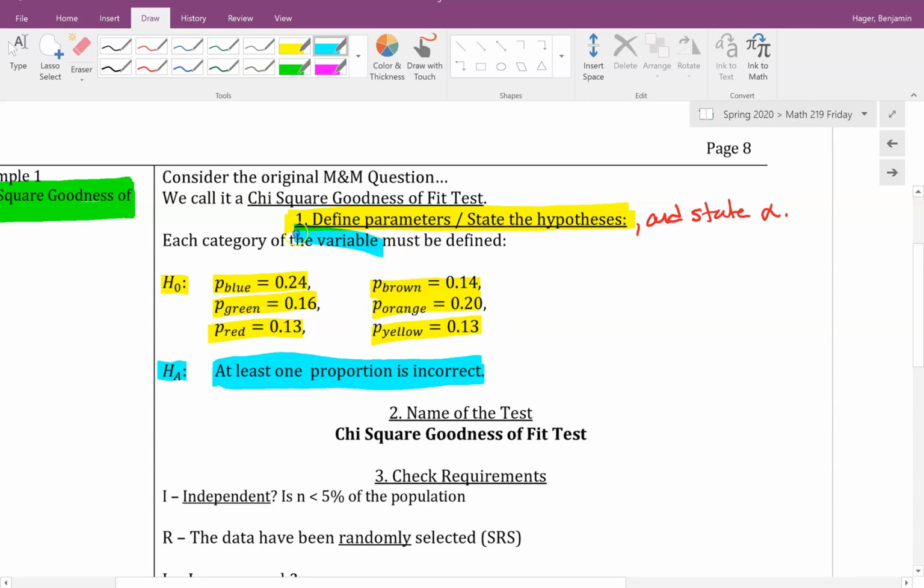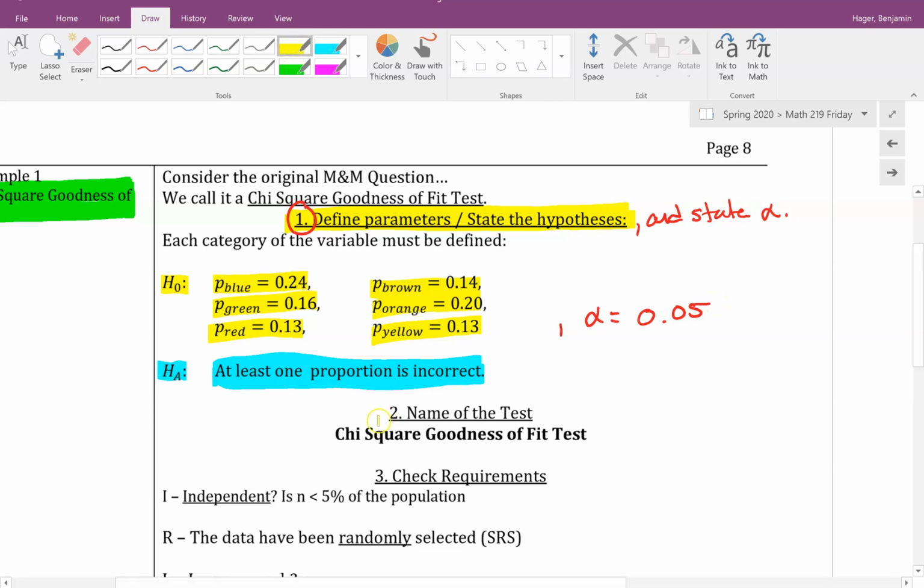If we're going to look at all of the categories, all of the colors, and we want to see if M&M's is correct or not correct, they would be not correct if at least one of those things is not what they claim. They don't all have to be wrong, but if one of them is not what they claim, then they are not correct. And we hope that our hypothesis test would show us that. So again, there's step 1. Same as it is. State the null and alternative hypothesis, and let's let alpha be good old 0.05.